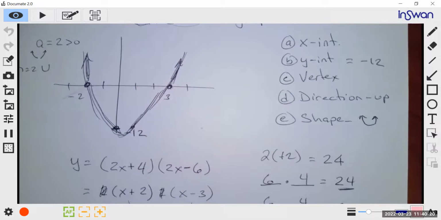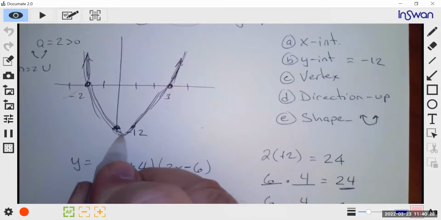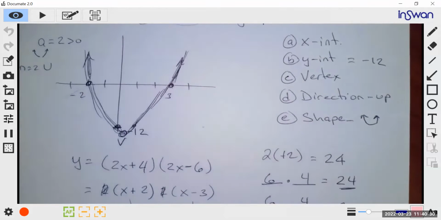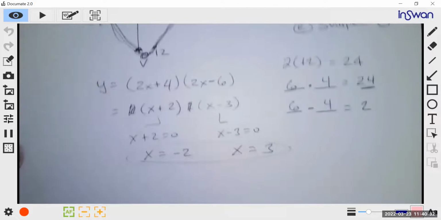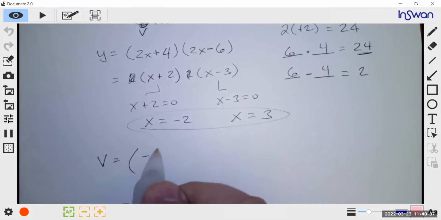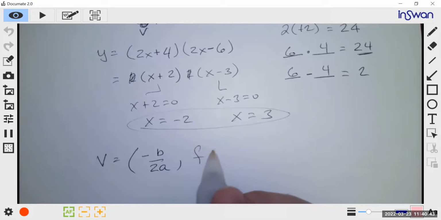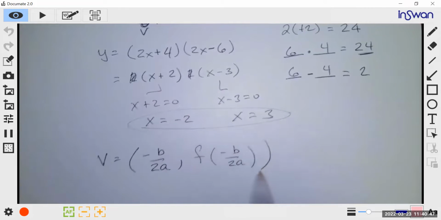We just have to find that y-intercept. I mean the vertex. We have to look for the vertex. Remember, the vertex is -b over 2a. And once you find that, you plug that back in the equation to find the y value.